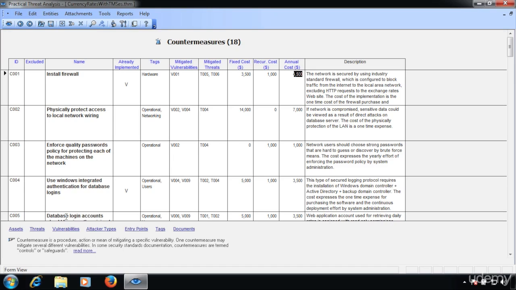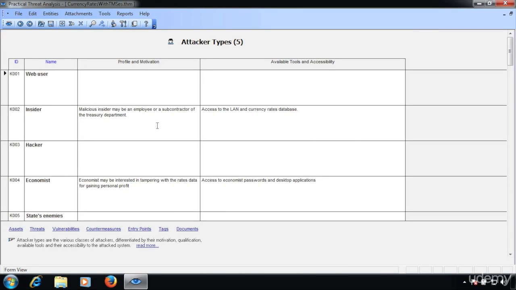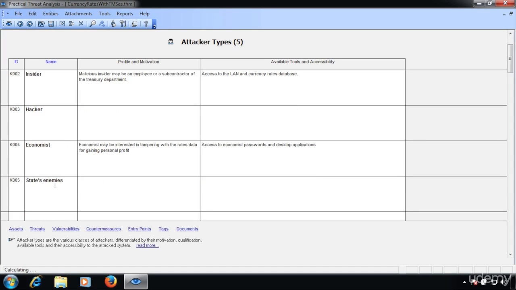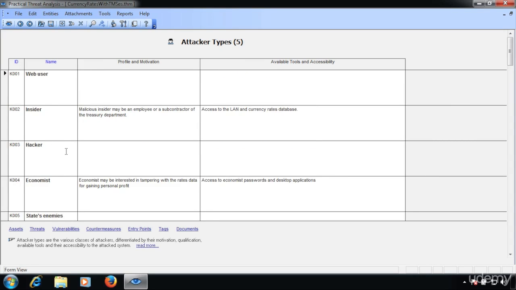So we're going to move to another page, which is the attacker type. Now, the attacker type could be a web user, anyone on the internet, an insider, an employee, a hacker from the internet, an economist, or a competitor or state enemy.